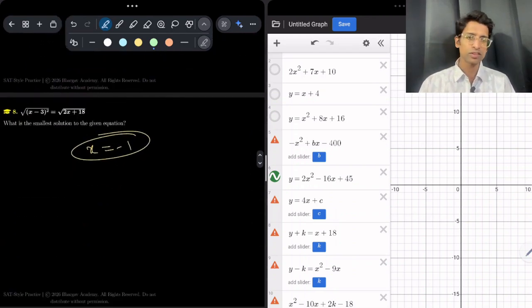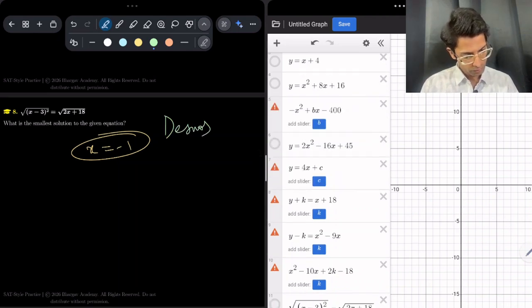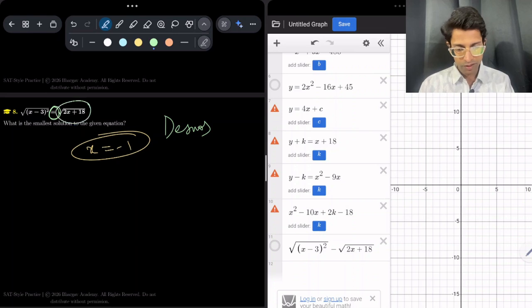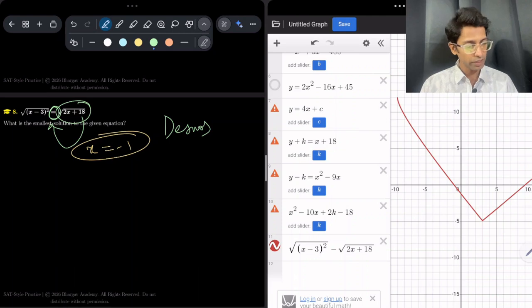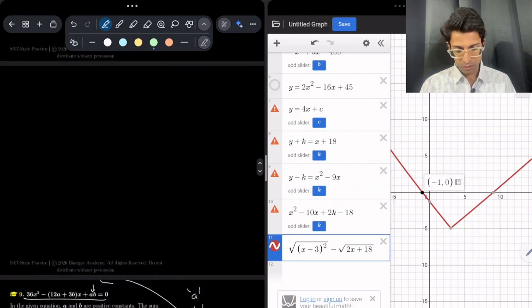This one, Desmos is the best way, clear winner. The only catch here is if you are not getting an answer with Desmos when you type the equal to, don't panic. Shift this particular expression to the left hand side and then you plug into Desmos, then you will get the smallest solution, which is your answer. Alright, let's go to the next one.